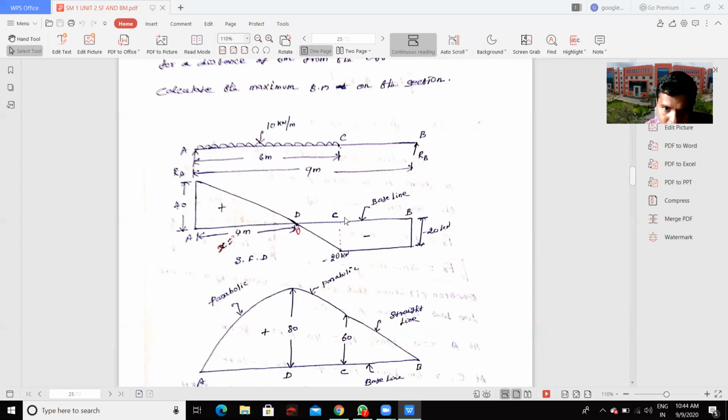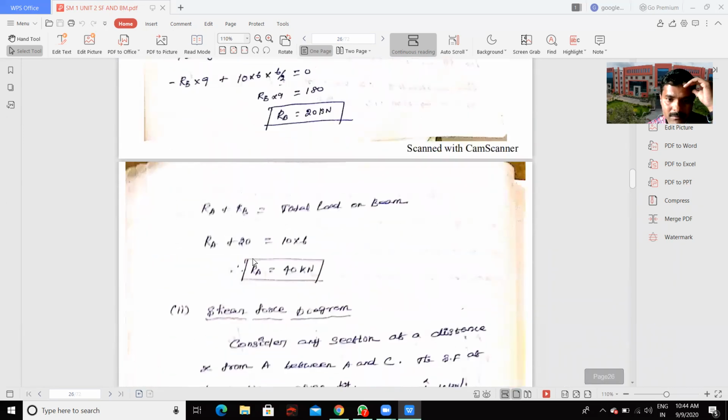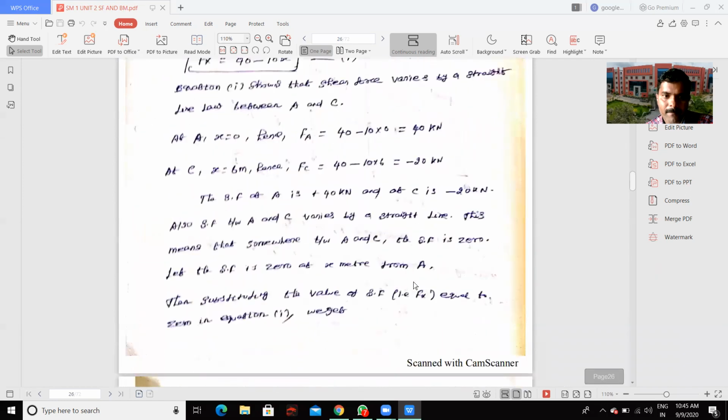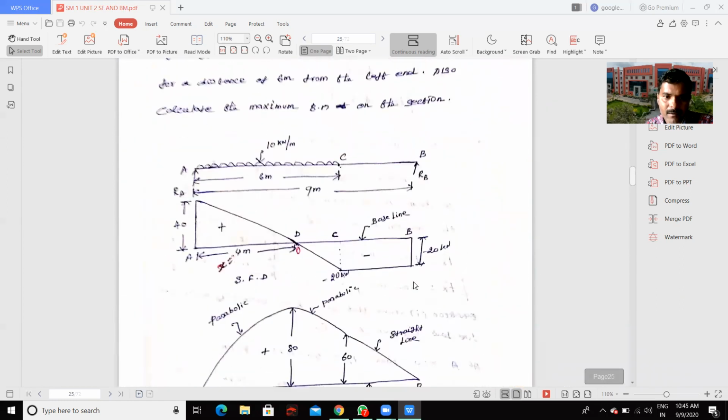You know the F of x equation. So if you put F of x equal to 0, you will get the x distance. So here you can see F of x is 40 minus 10x, right? So 40 minus 10x will be equal to 0. So 10x will be equal to 40, therefore x equal to 4 meter. Therefore the shear force is 0 at a distance of 4 meter from A.